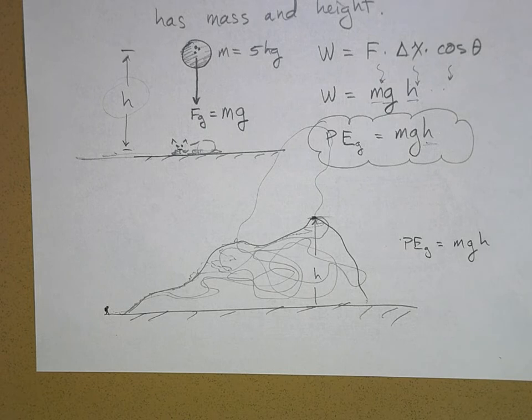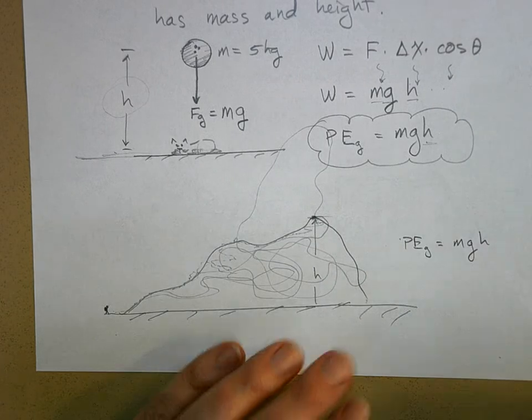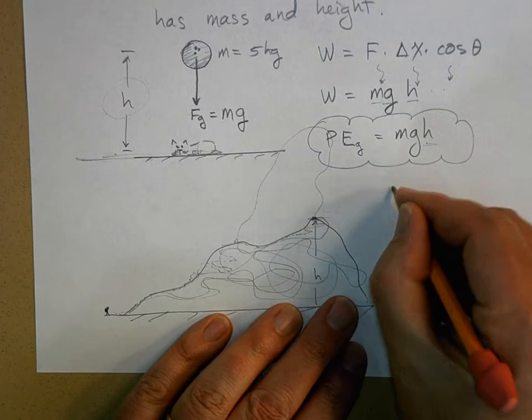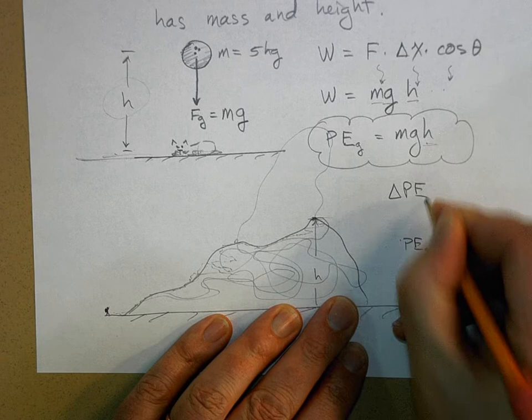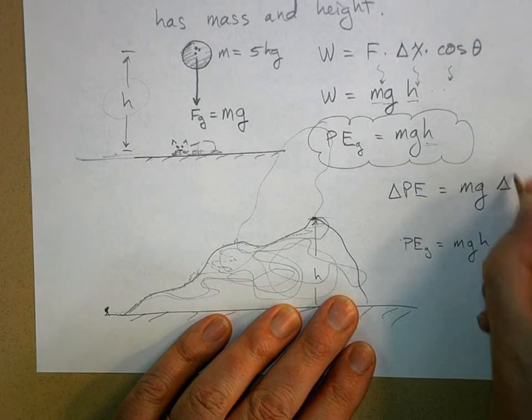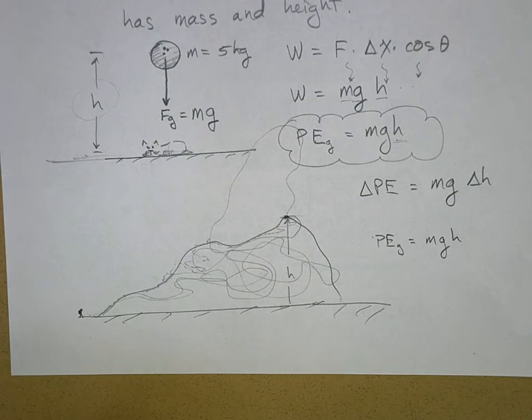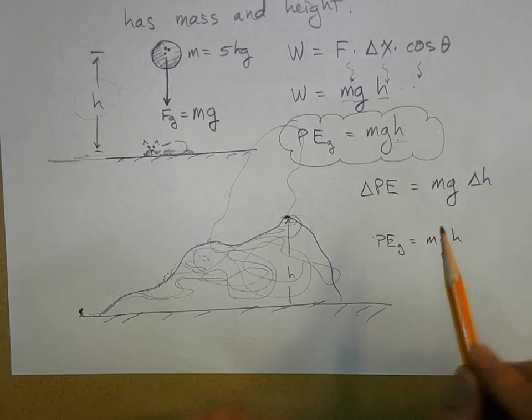Okay, and that's gravitational potential energy. And so this is our basic equation for it. We're quite often going to deal with changes in potential energy. Well, that's going to be your weight times your change in height. Okay, now notice that a change in height can be negative.